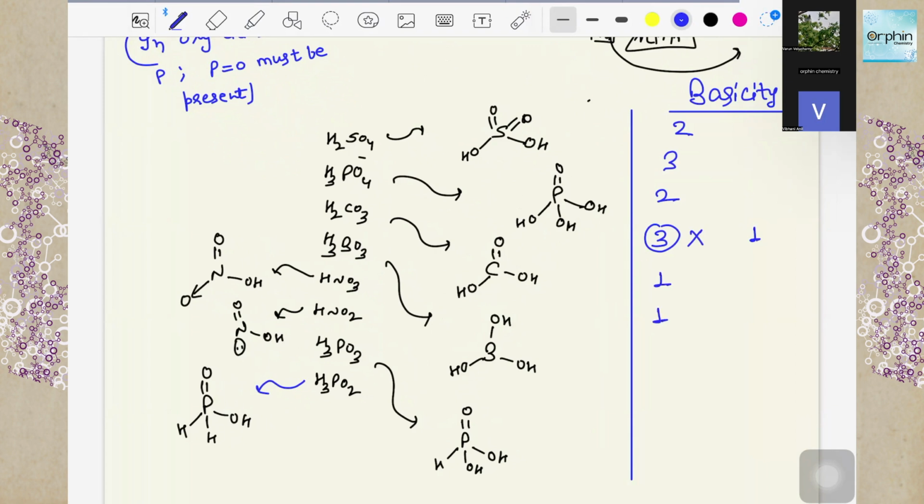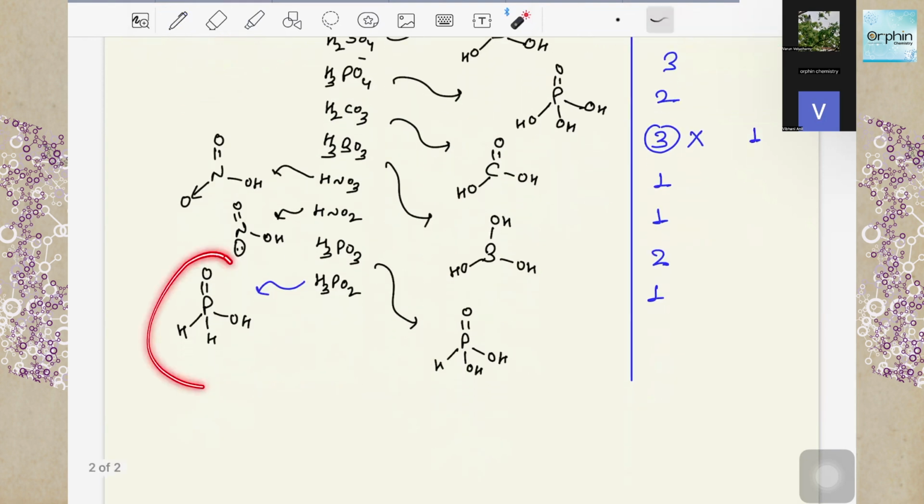HNO2, it is 1. H3PO3, it is 2. H3PO2, it is 1. Like in most of the cases, what is the basicity? The hydrogen which are connected with oxygen, that number is the basicity, right? Because those are the acidic hydrogens. Like if we see here, in this case, hydrogen is connected with phosphorus. That is not acidic hydrogen. That cannot be removed, right?